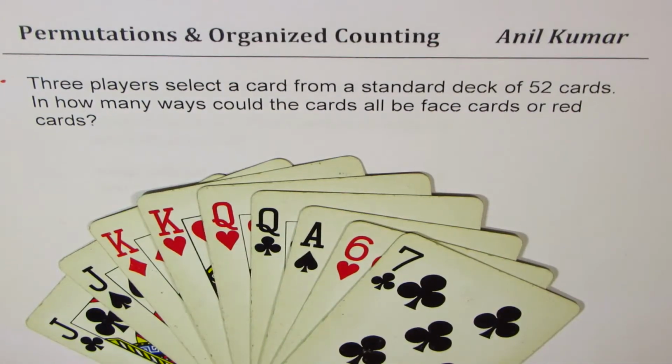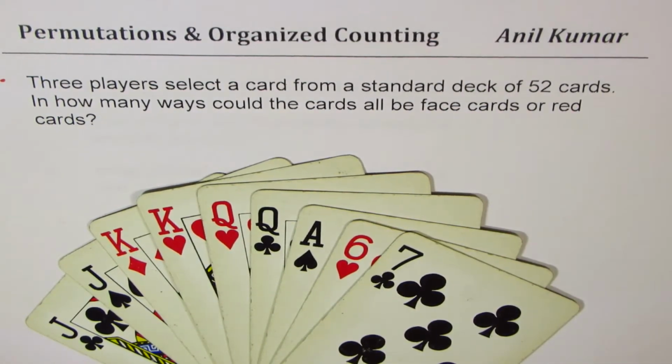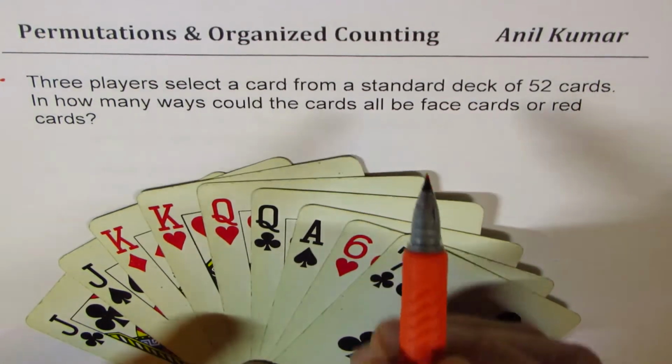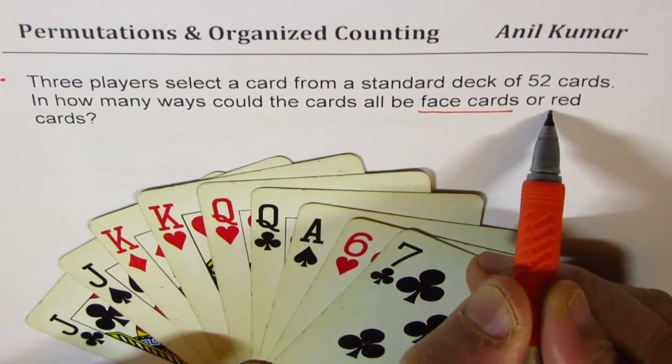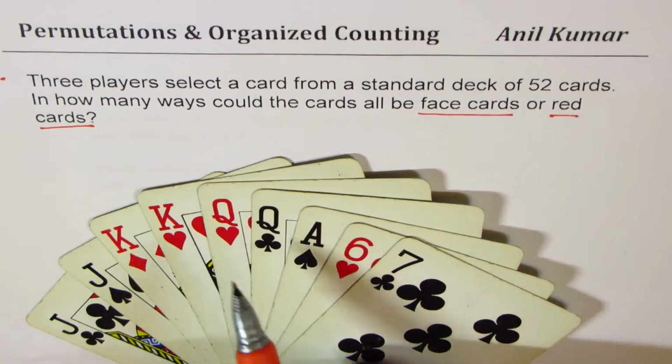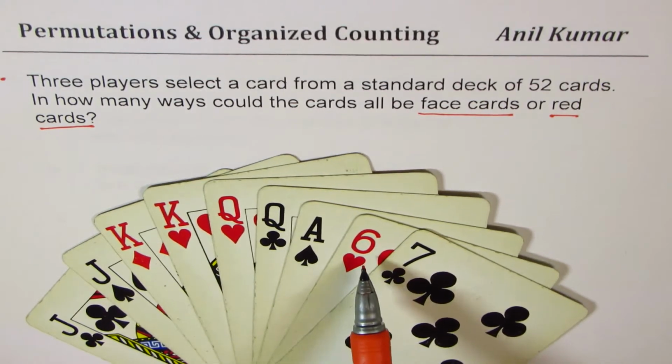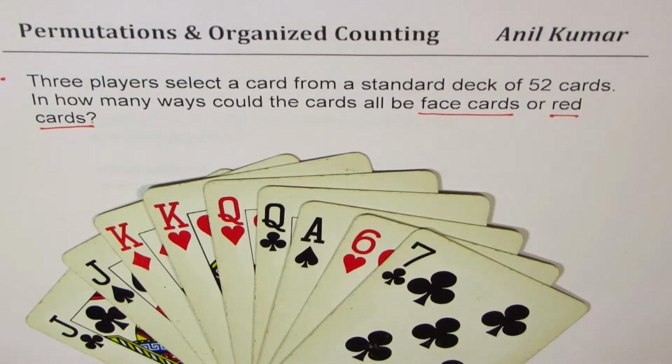Here is a very interesting question on cards. The question is, 3 players select a card from a standard deck of 52 cards. In how many ways could the cards all be face cards or red cards? Let us first understand what face cards and red cards are. Let me underline these words, face cards or red cards. The face cards are king, queen, and jack. Red cards are hearts or diamonds.